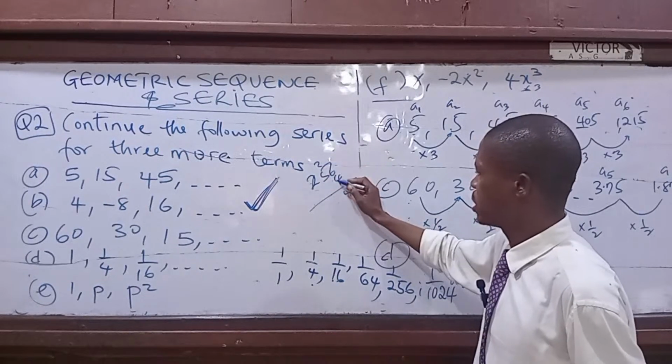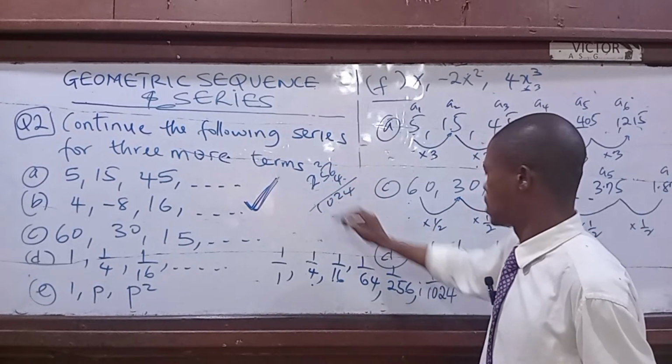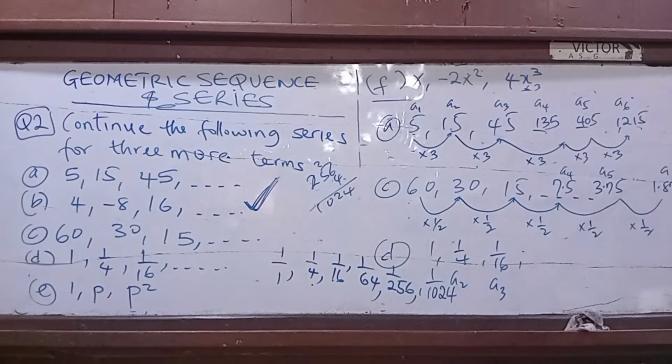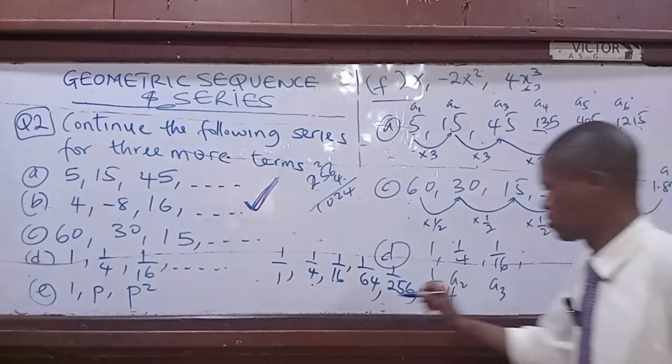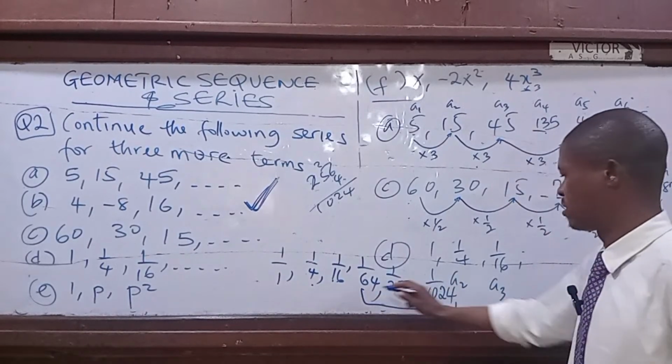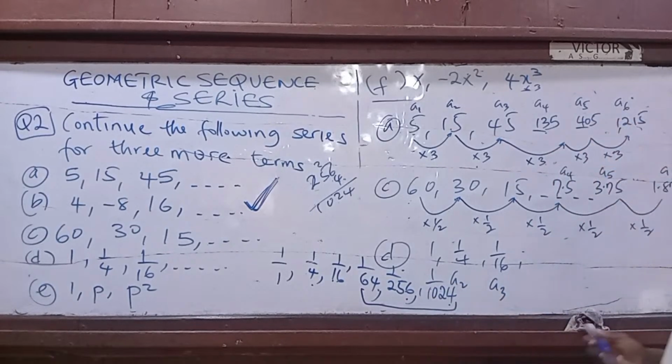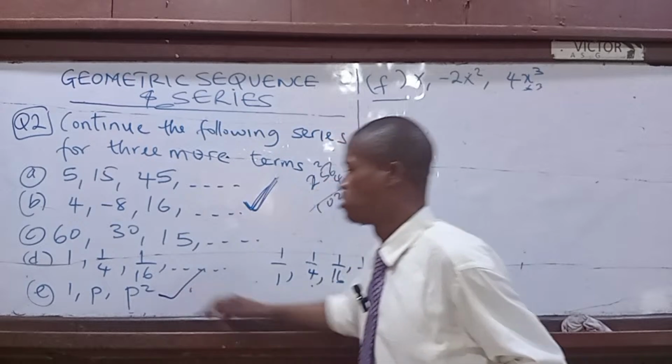That's 1024. So that's that for the D part. So this is the answer: 1 over 64, 1 over 256, and 1 over 1024. Put it in the comment section.